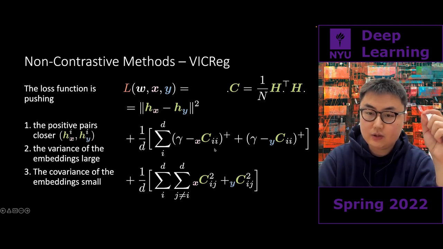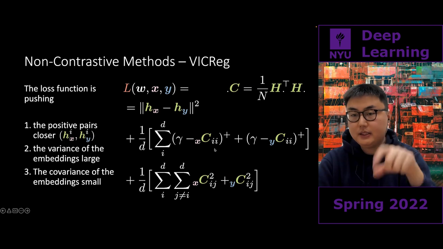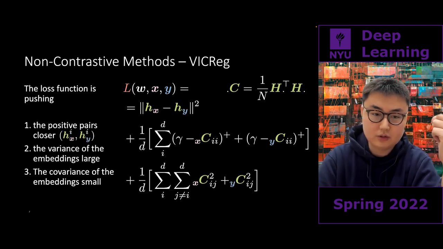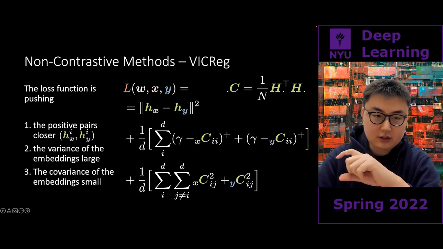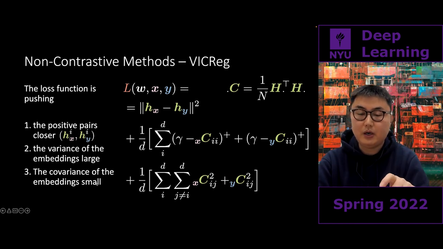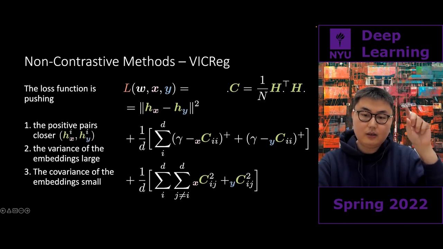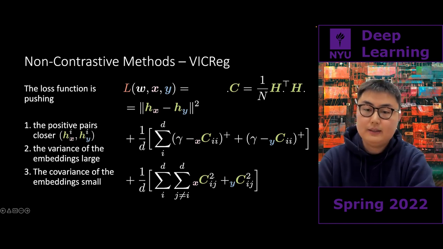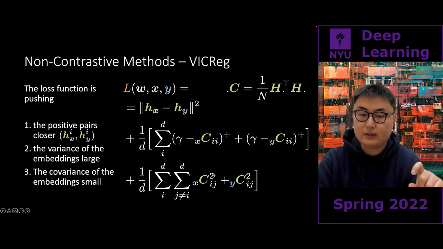But then you will have the issue that all the elements covary with each other. So you have the second type of trivial solution. Then you use a third loss term to make the covariance of the embeddings small. You take all the off-diagonal terms of the covariance matrix and push them to be small. Because the off-diagonal terms could be negative or positive, you add a square here. So you push all the off-diagonal terms small.